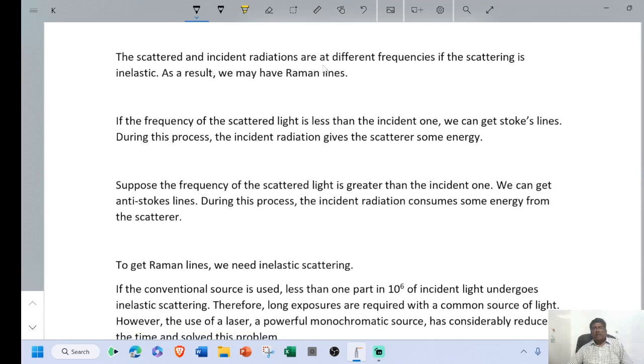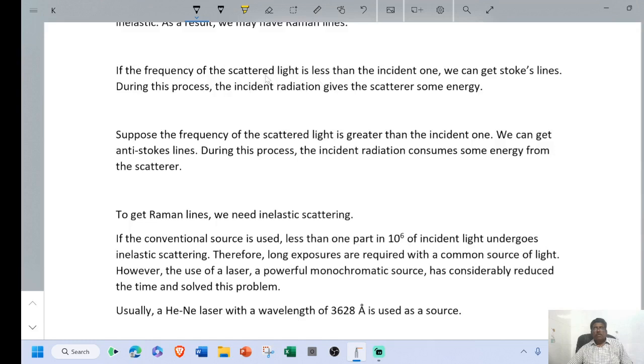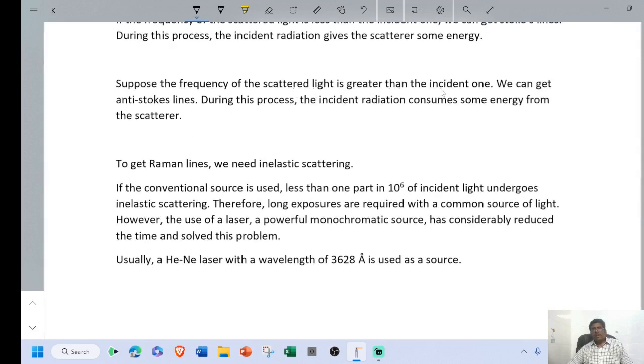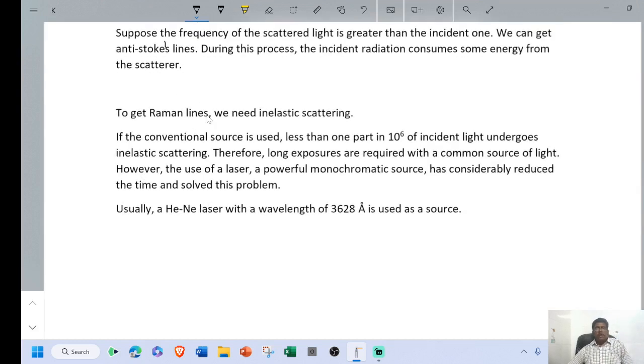The scattered and incident radiations are at different frequencies if the scattering is inelastic. As a result, we may have Raman lines. If the frequency of the scattered light is less than the incident one, we can get Stokes lines. During this process, the incident radiation gives the scatterer some energy. Suppose the frequency of the scattered light is greater than the incident one, we can get anti-Stokes lines. During this process, the incident radiation consumes some energy from the scatterer. To get Raman lines, we need inelastic scattering.